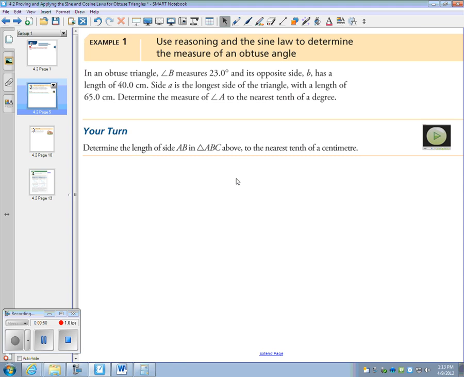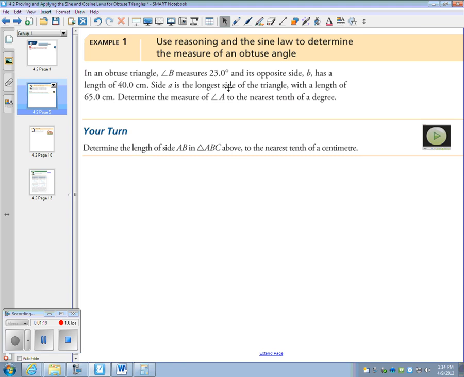We need to draw a diagram, but we have to be careful how we draw this diagram. First of all, it says angle B is 23 degrees and opposite it is a length of 40. Side A is the longest side with a length of 65. Because it's the longest side, a secret about triangles is the angle opposite the longest side is going to be the biggest angle. The angle opposite a short side is going to be a smaller angle. So we need to draw this triangle.